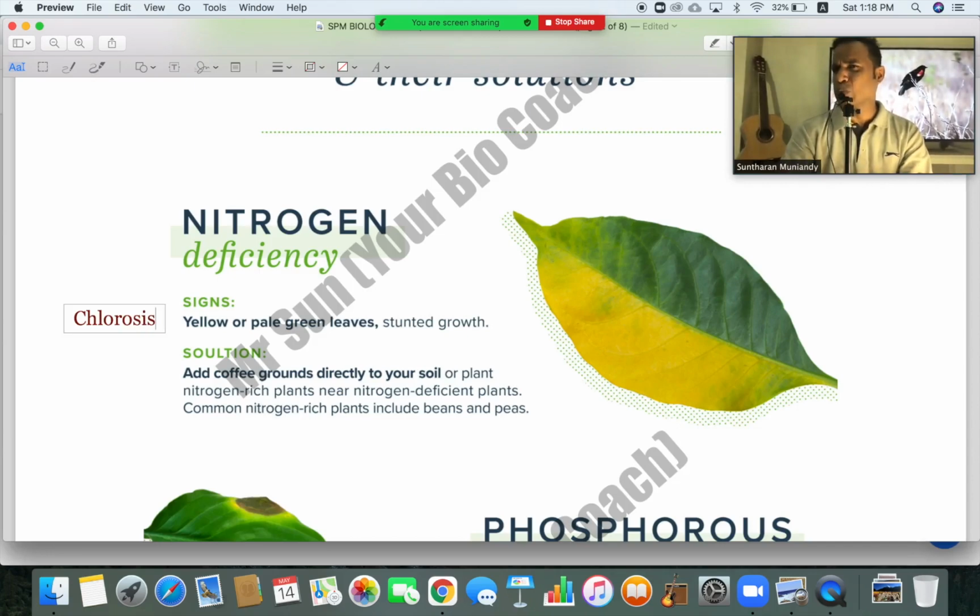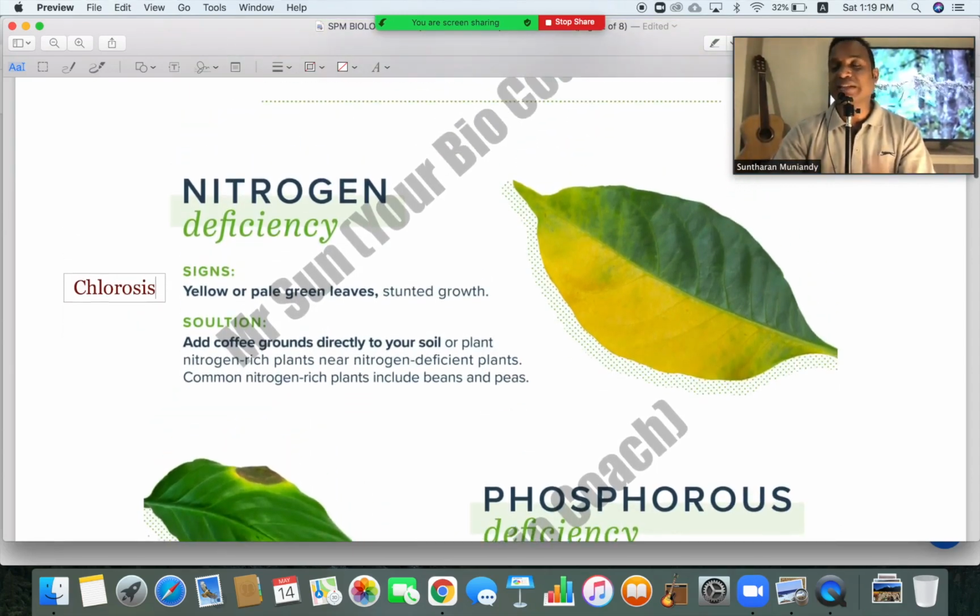This word will usually come out in the exam, especially in paper 1 and paper 2, and also paper 3, which is the experiment paper. Please be aware of that. Chlorosis is where the chlorophyll is not produced well and the leaf will appear yellow. Remember that. That is what the deficiency of nitrogen is all about.